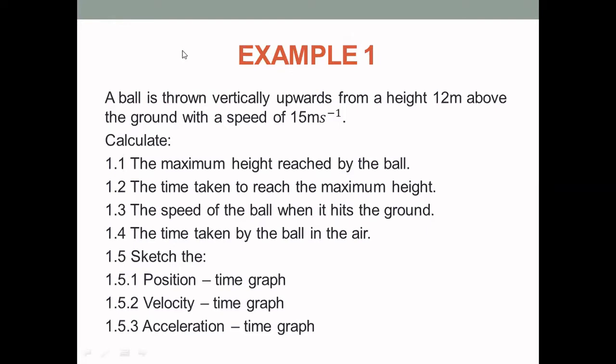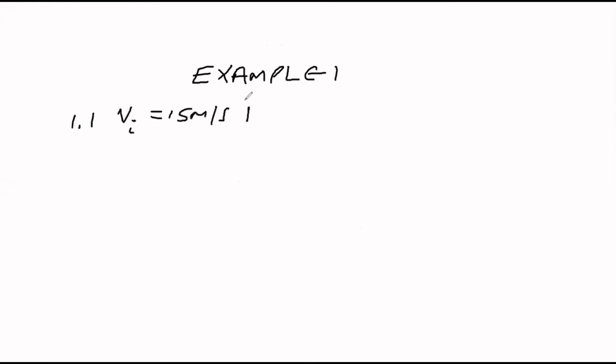This is example number 1. So what are we given? We're given the initial velocity, which is 15 meters per second upwards. We're also given the final velocity, which is 0 meters per second when the object reaches the maximum height. Then g is constant, which is 9.8 meters per second squared, and it is acting downwards.